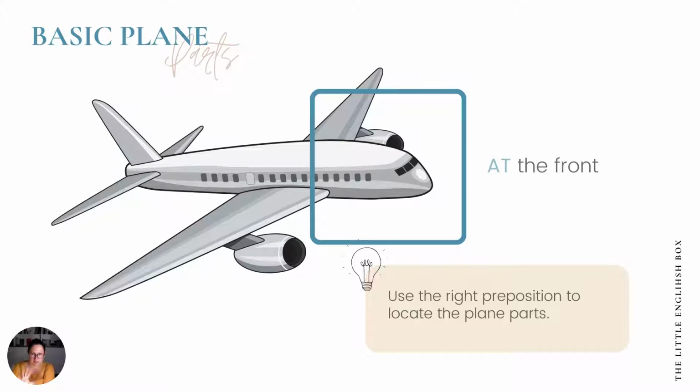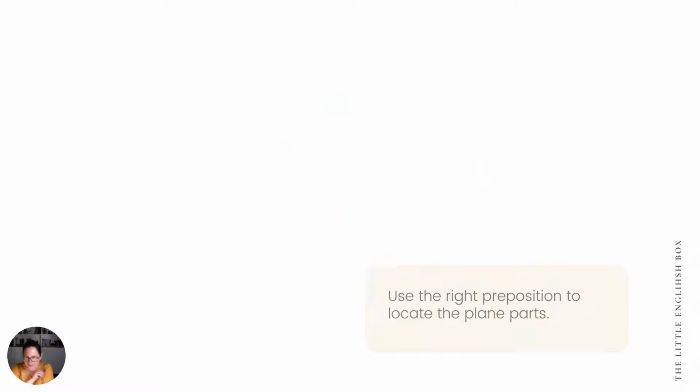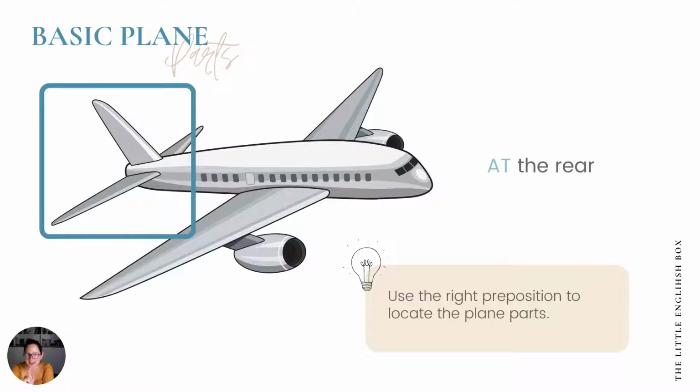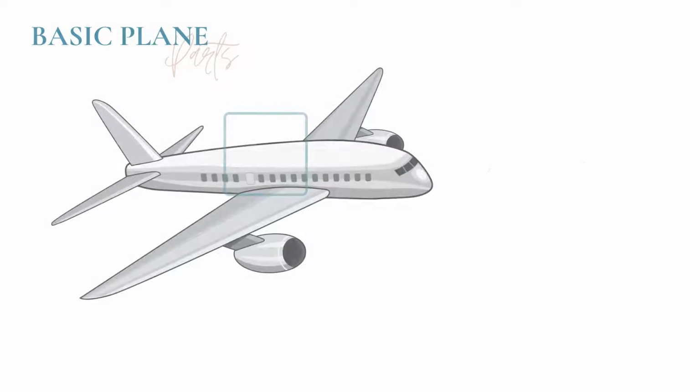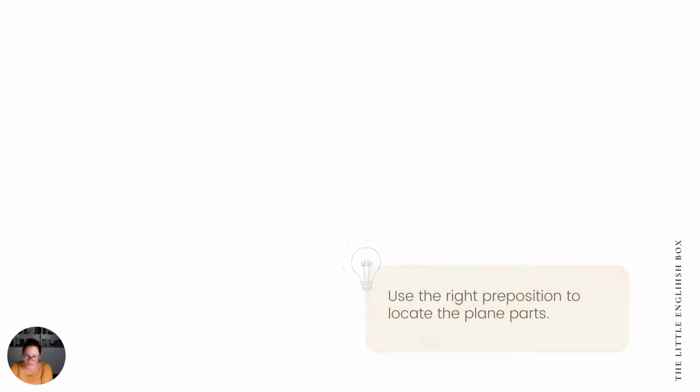All the parts situated here are located at the front, at the front. Then we move to the part in the middle, and at the rear. We generally don't say at the back of the plane, but the rear of the plane, which is a synonym, but when you locate generally on a transport, you say rear. Right, you can also talk about things which are at the top of something.